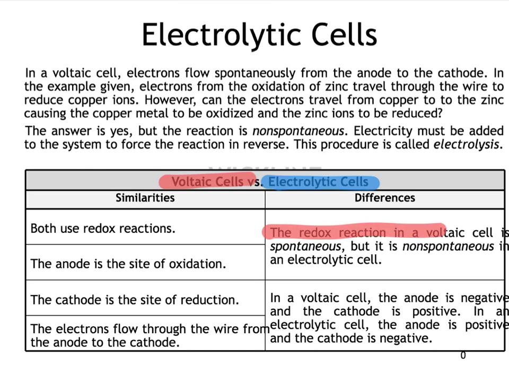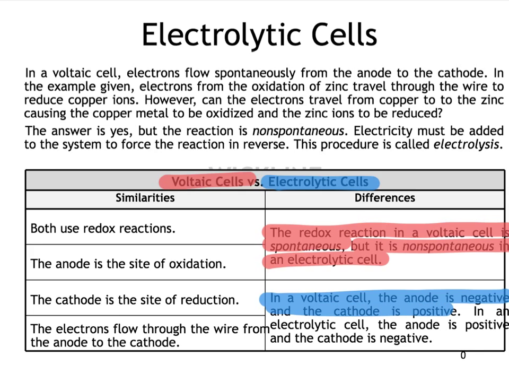Firstly, the redox reaction in a voltaic cell is always spontaneous, but it's non-spontaneous in an electrolytic cell. And secondly, in a voltaic cell, the anode is negative and the cathode is positive, but in an electrolytic cell, the anode is positive and the cathode is negative. So the 2 major differences are about spontaneity and the sign of the anode. The anode will be negative and the cathode will be positive in a voltaic cell, but it'll be the opposite in an electrolytic cell, where the anode is positive and the cathode is negative.